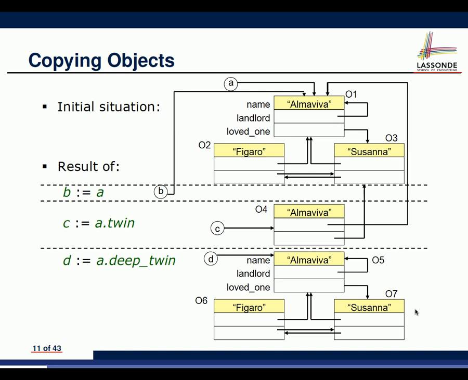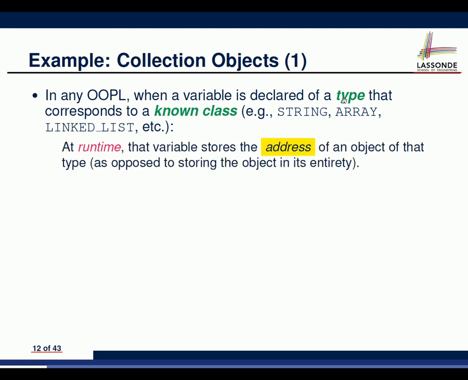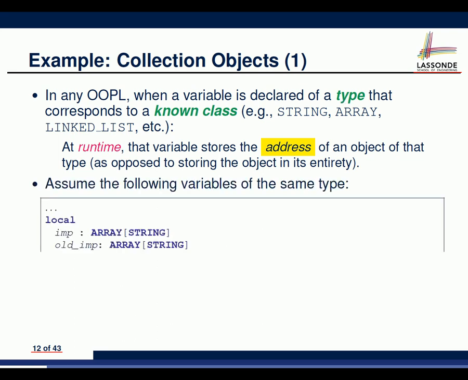Let's do something different from your textbook, freshly made. This will be directly relevant to writing postconditions for collections, especially array or linked list or hash table. For any object-oriented programming language, whenever you declare a variable of certain class type, that means it stores addresses. That's something you know already. Let's assume the following declarations. Let's say we have imp and we have old imp. These two variables are local variables. They could be attributes, but I'll make them local variables.